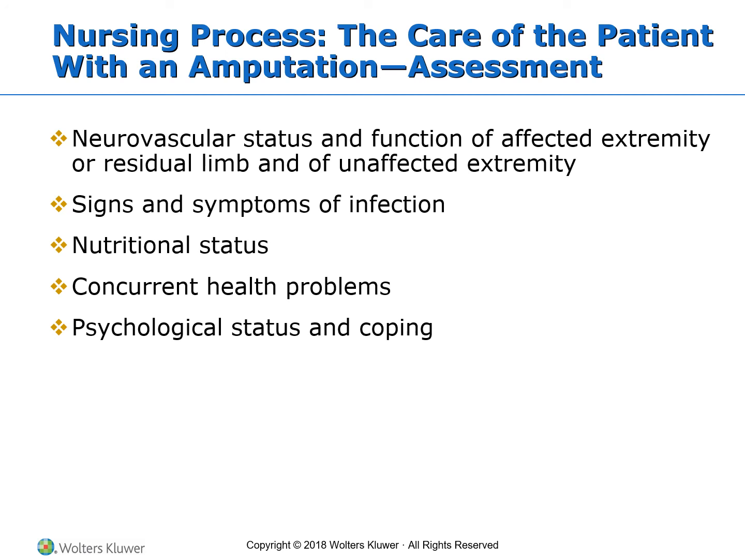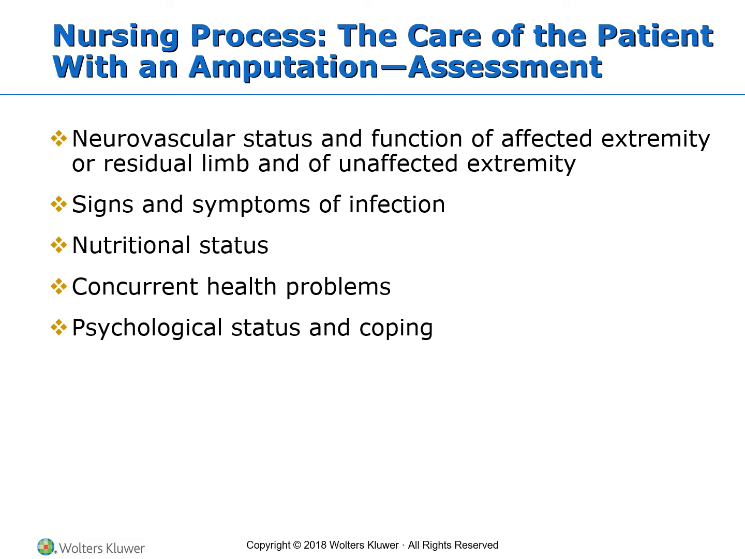Okay. When you have someone who has an amputation, you're going to do a neuro assessment. You're going to look at both the affected and unaffected extremity. You do the distalmost pulses. So with the amputated extremity, the distalmost pulse is probably not going to be the same as the unaffected extremity. Make sure that they're free of an infection since they did just have surgery.